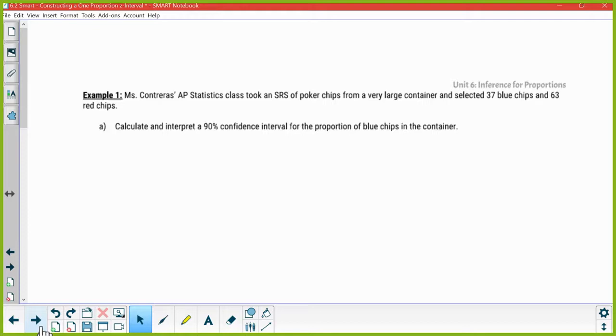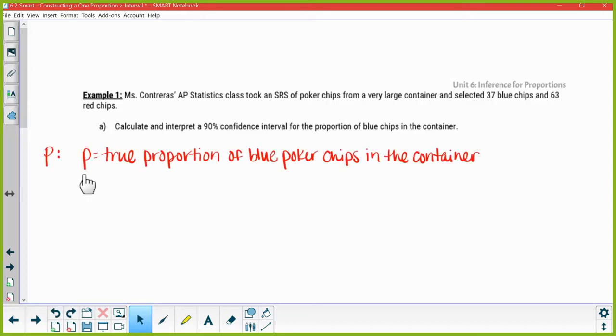So, first thing I'm going to do is start with P, which is define the parameter. I'm trying to find the true proportion of blue chips in the container. So my first step is going to say p is equal to the true proportion of blue poker chips in the container.